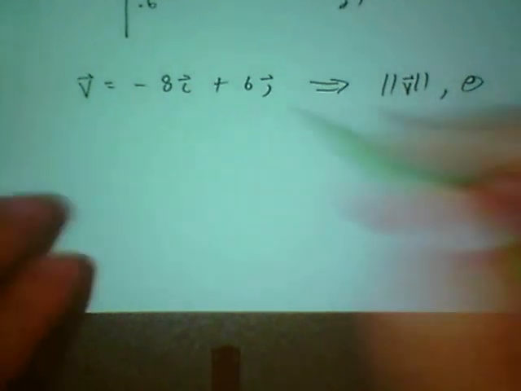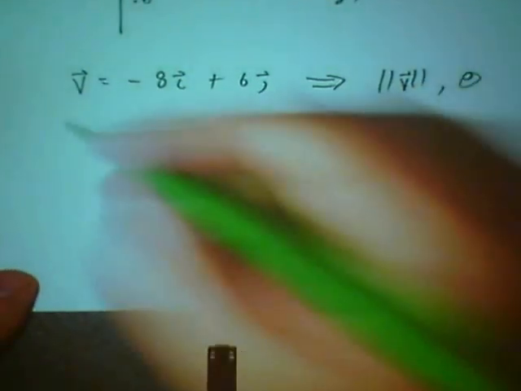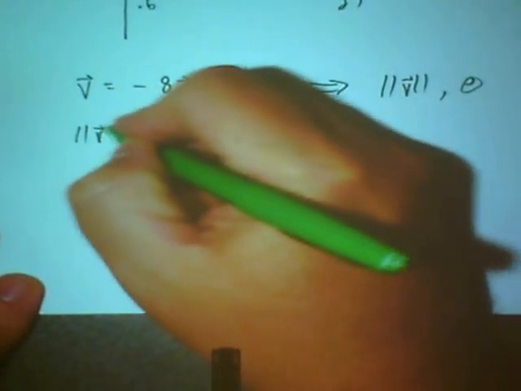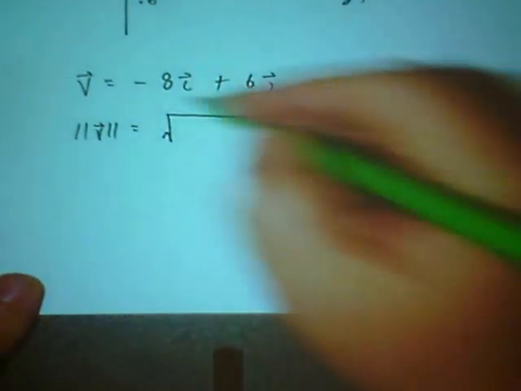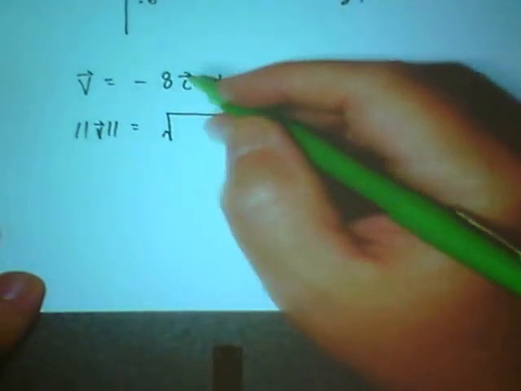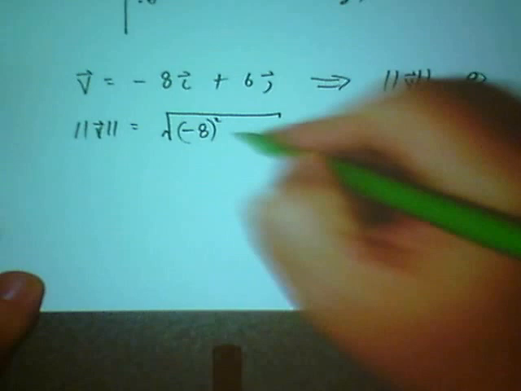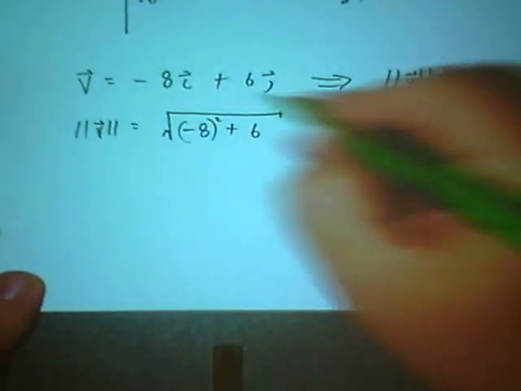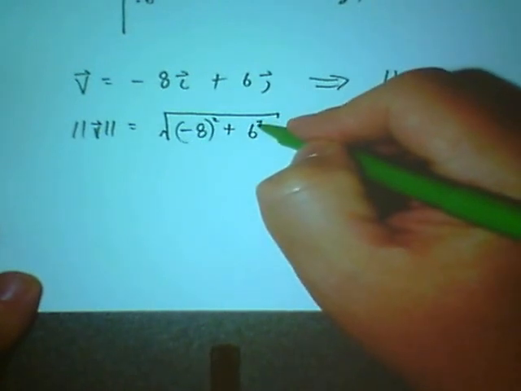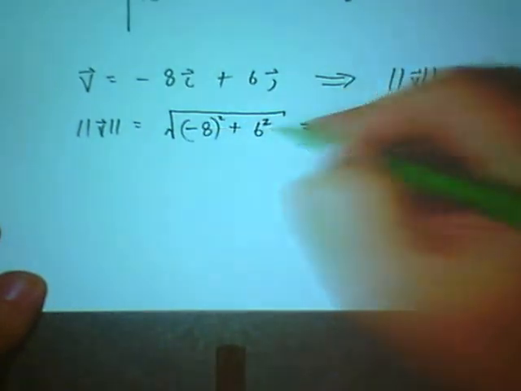The way you do that is with just a couple little formulas. Let's look at the magnitude first. The magnitude of a vector is always this equation: it's a square root, and you take the i part and square it, and you add to that the y, or j, part squared, and you take the square root of the whole thing. So this is the square root of 64 plus 36.